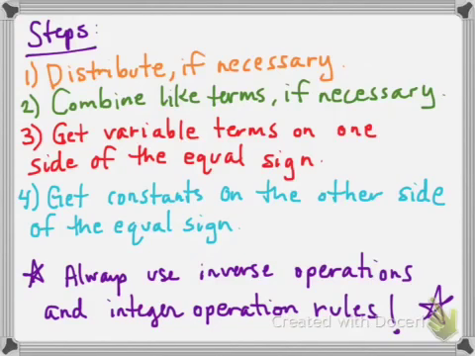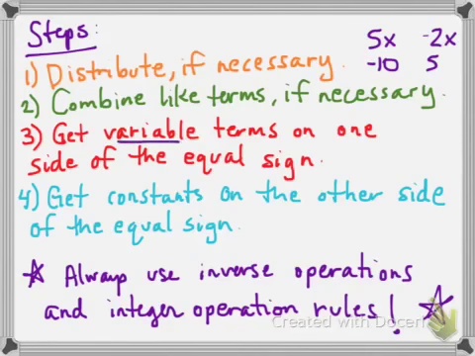Second, combine like terms if necessary. Remember, like terms are variables that are the same. So for example, 5x and negative 2x, those are like terms. Also, constants are also like terms because they're both just numbers. So for example, negative 10 and 5 can be combined because they're both constants. They're both just numbers. Step 3, get the variable terms on one side of the equal sign.